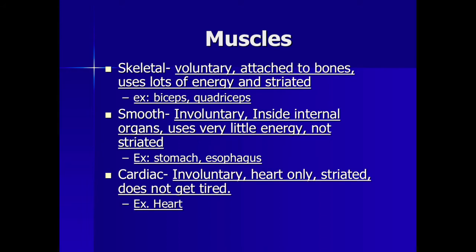And then the last type is your cardiac muscle, which again is involuntary, and this is only located in your heart, and it does not ever get tired. It is probably one of the strongest muscles in your body. So those are the three types. You are going to need to know them: skeletal, smooth, and cardiac.